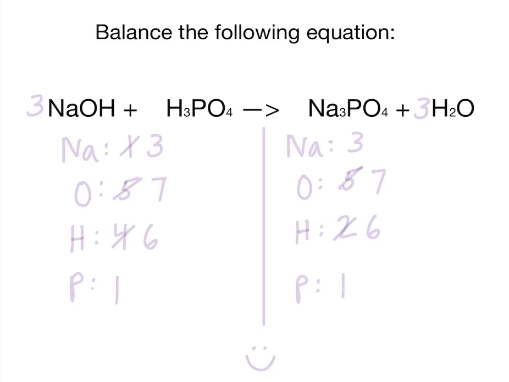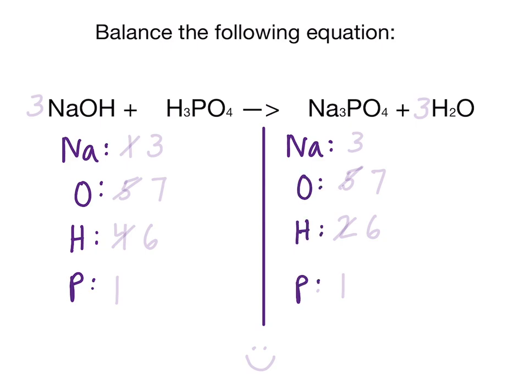Practice balancing a chemical equation. For this reaction, we have sodium hydroxide plus phosphoric acid, yielding sodium phosphate and water. So let's first take account of how many atoms of each element we have on each side of the equation. On both sides of the reaction, we're going to have sodium, oxygen, hydrogen, and phosphorus. And this is due to the conservation of matter, but we'll probably have these in different amounts.